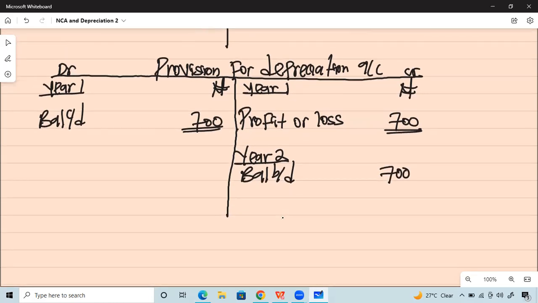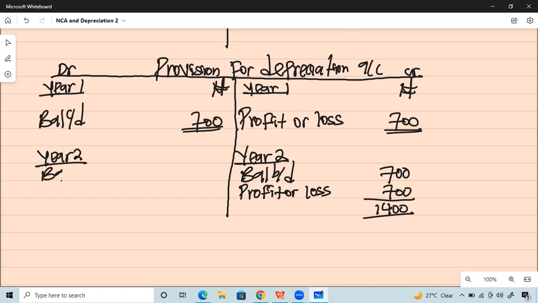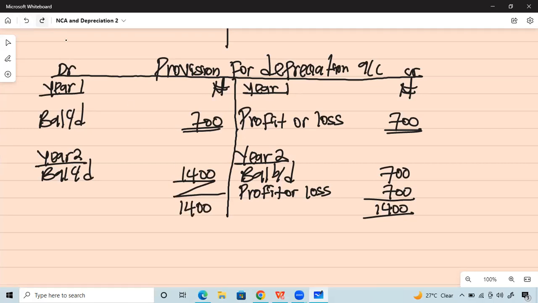What is the depreciation that you're going to charge for year two? You say profit or loss. That is the depreciation for year two. Add the two together, you are going to have 1,400. You bring it down here. Year two, the balance carried down is 1,400.